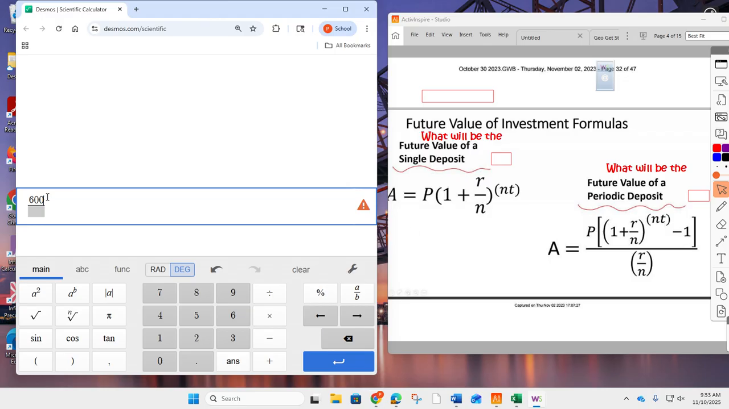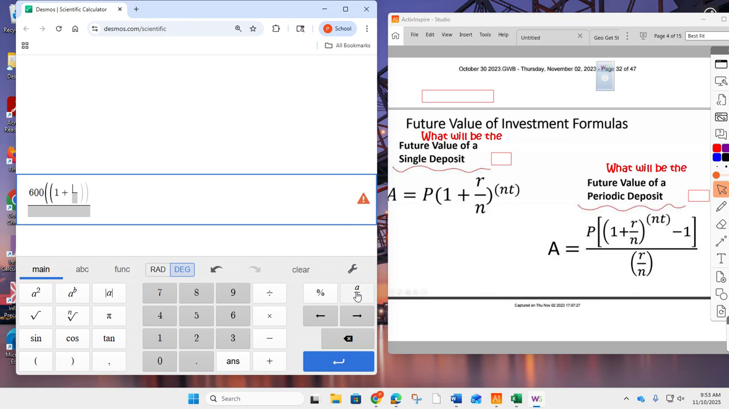So 600, we put 2 parentheses. Our inside parentheses here is what we're putting here. So 1 plus our rate divided by the number of times it's compounded, so we need another fraction. The rate is 0.05, correct? And it was compounded quarterly, so our N was 4.